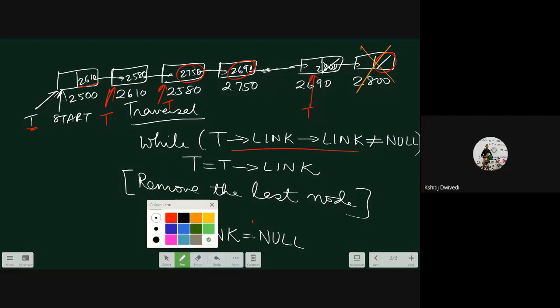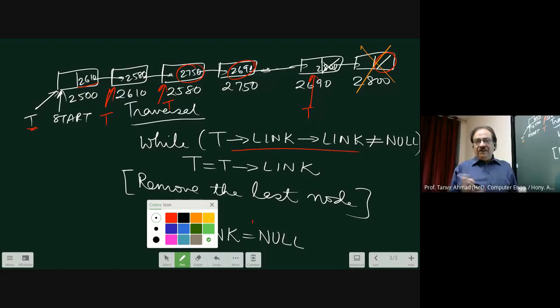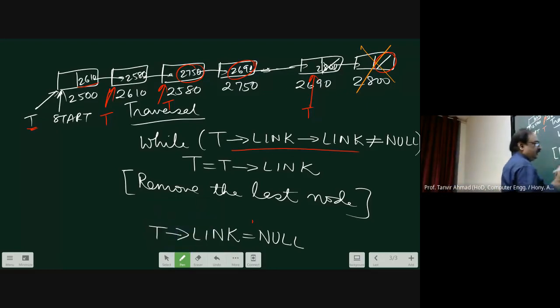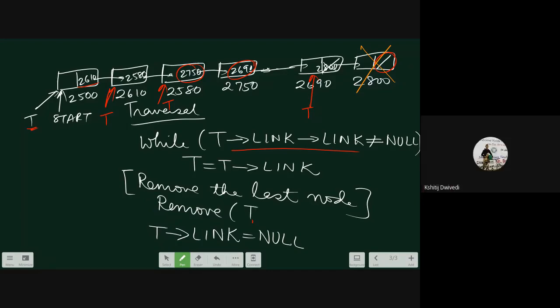So remove T of link. That means, or in C language, you write free of T of link. Okay, just one of you wrote like this. That means remove. Tell me. T of link.